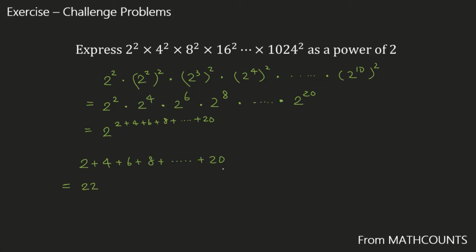And in this expression, there are 5 pairs. So it's 22 times 5, which is 110. So this whole thing is equal to 2 raised to the power of 110. And this is our final answer.